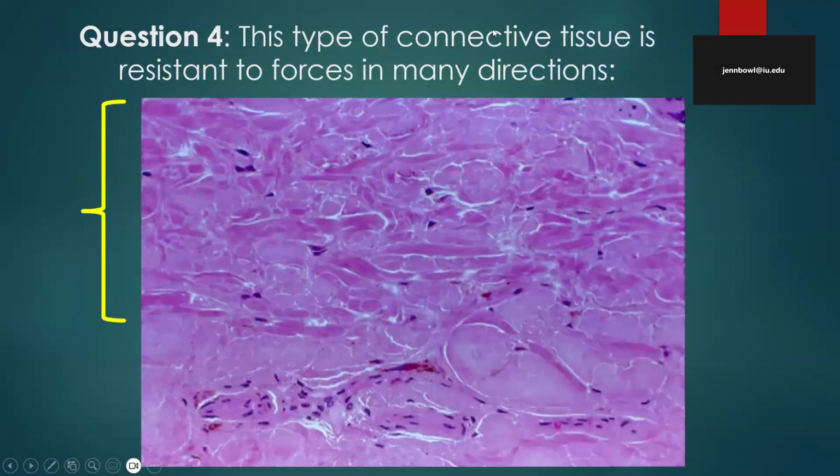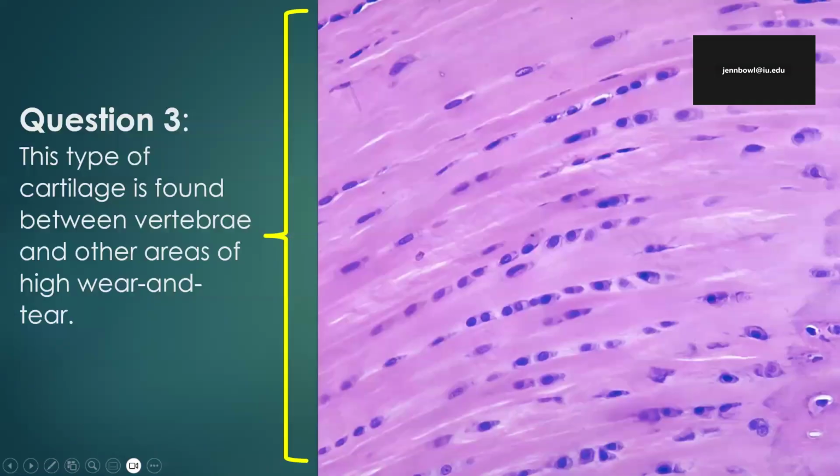Number 4, this type of connective tissue is resistant to forces in many directions. So just looking at this, we can see that this is a dense connective tissue. It's covering the whole slide and there's not a lot of room for light to shine through. So that narrows our options to the dense options. And then if we look at it, we can't really distinguish a pattern here. There's tissues running all different ways. So we know it's dense irregular connective tissue or DICT.